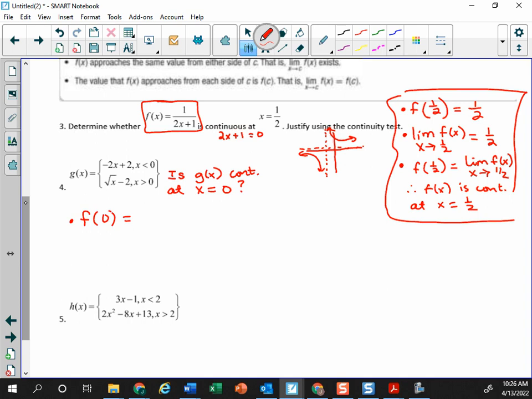Yeah, it's a piecewise. So first you're like, oh, could it be different things? Well, which one would you actually plug 0 into? None of them, right? Do either of them say "or equal to 0"? No, they're both open circles. So does f of 0 exist? No, f of 0 does not exist.